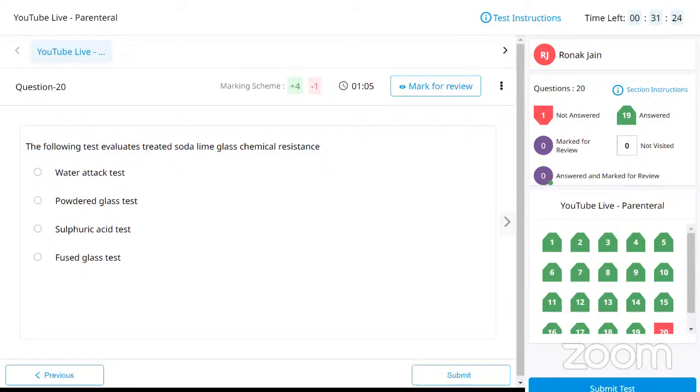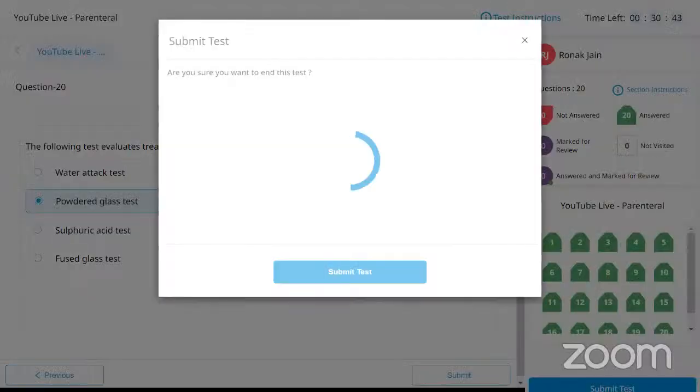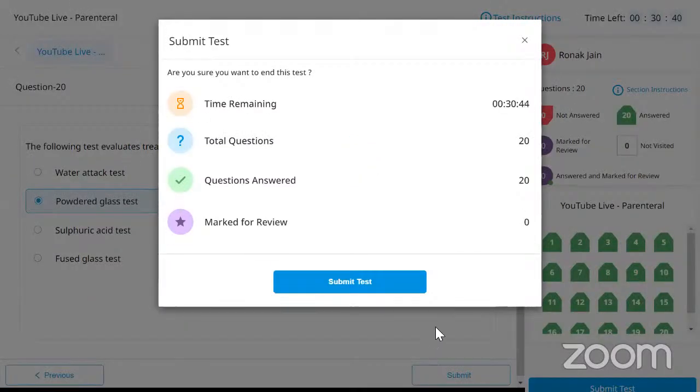When we treat the soda lime glass, it is so that the soda doesn't get leached into the product. So we need to understand the chemical resistance of the glass after the treatment is done. So how can we do it? It's done by powdered glass test. What happens is the container is firstly crushed, and then it is subjected into the liquid media, and then the media is subjected to chemical testing or analysis. After that, we can identify how much chemical resistance there is and how much there isn't. So the answer for this is powdered glass test.